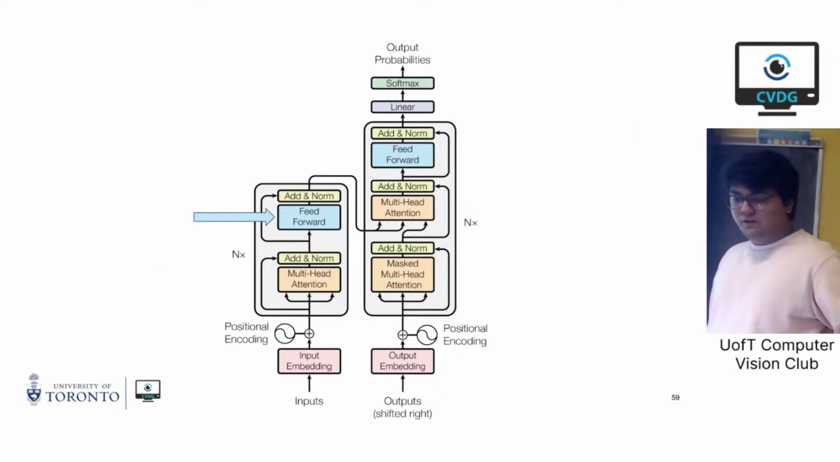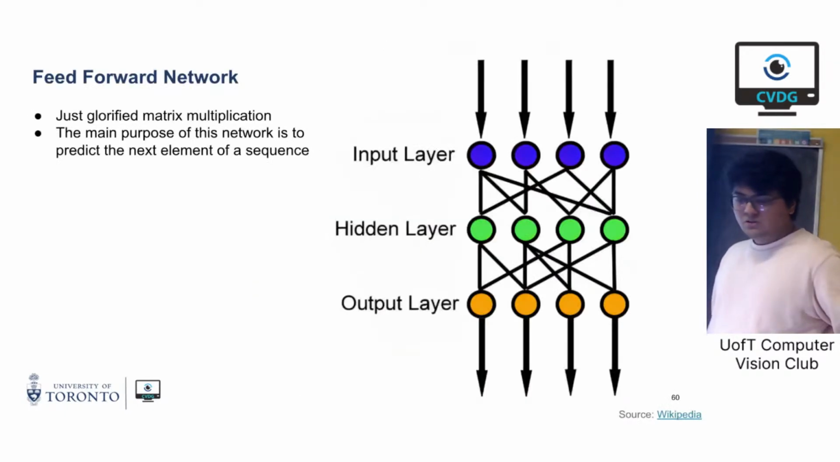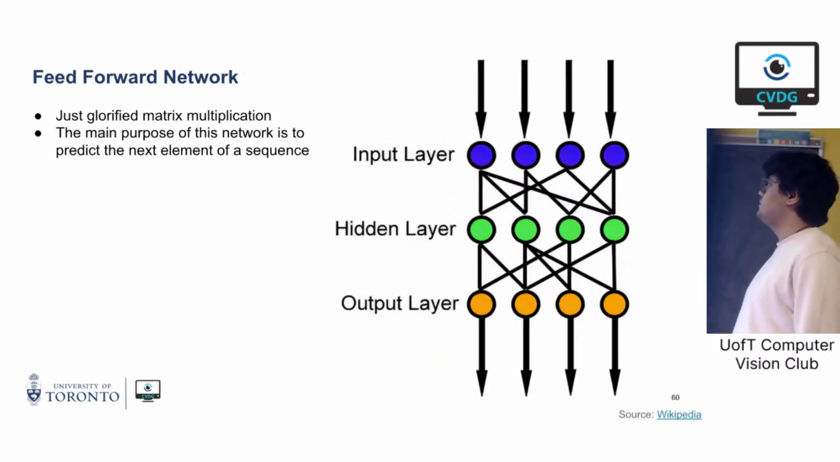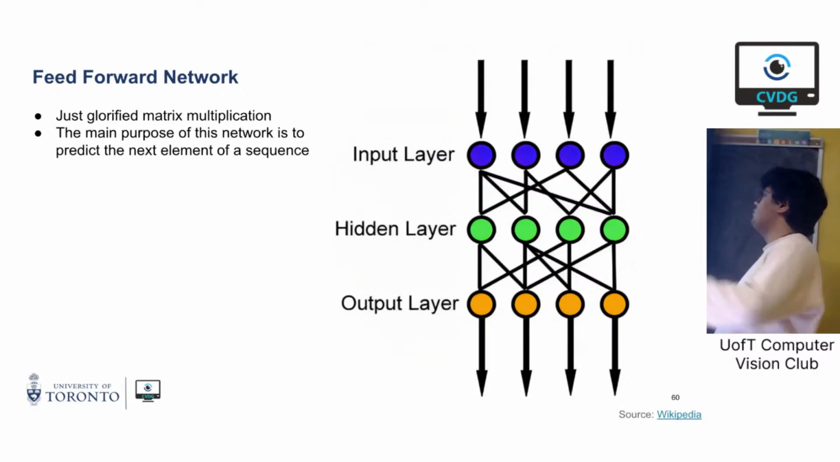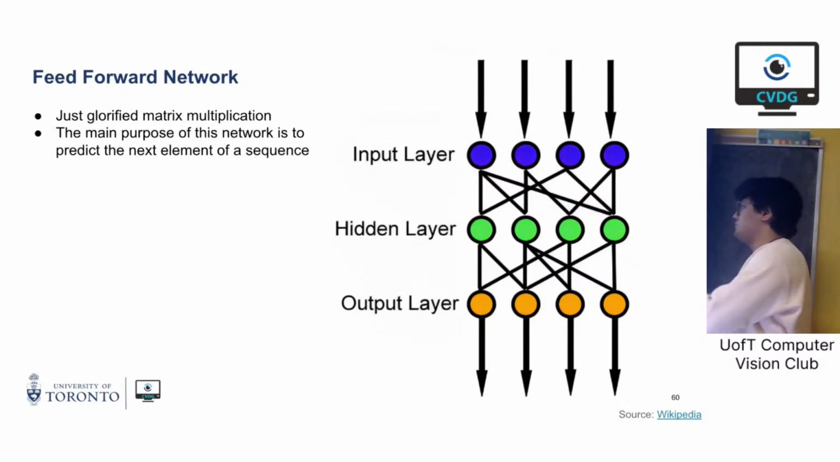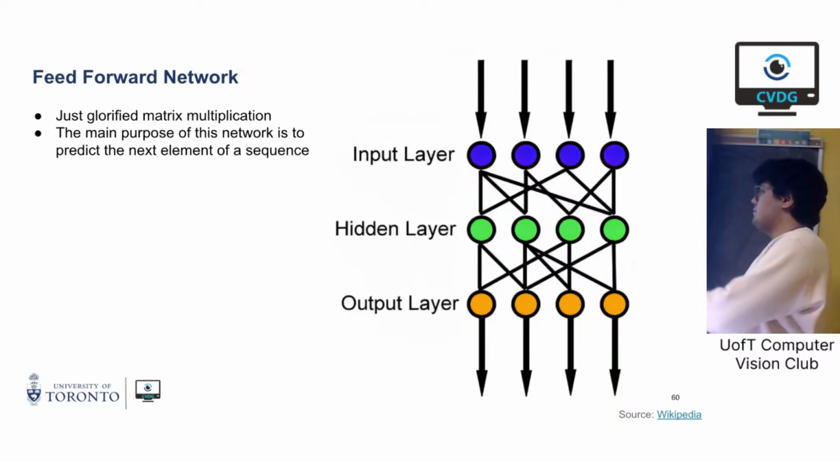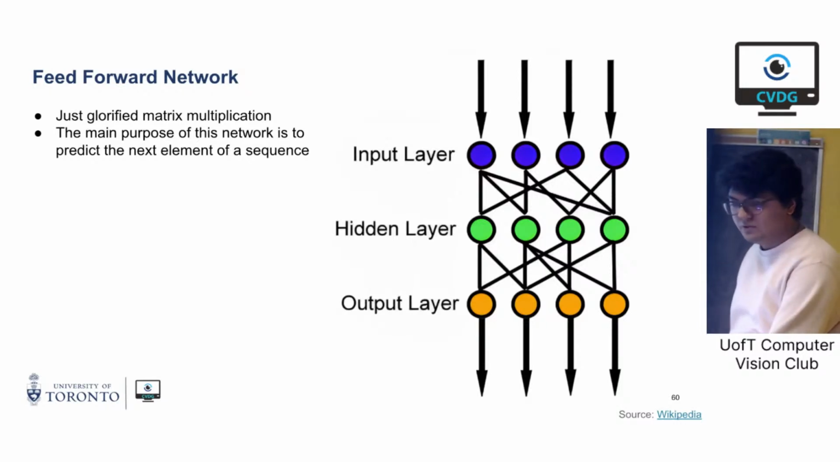Now we'll move on to feed-forward networks. Again, they're just glorified matrix multiplication. And the main purpose of this network is to predict the next element of a sequence. So if you input some input sequence, this network does some processing, which is matrix multiplication, and it predicts the next word of the sequence.